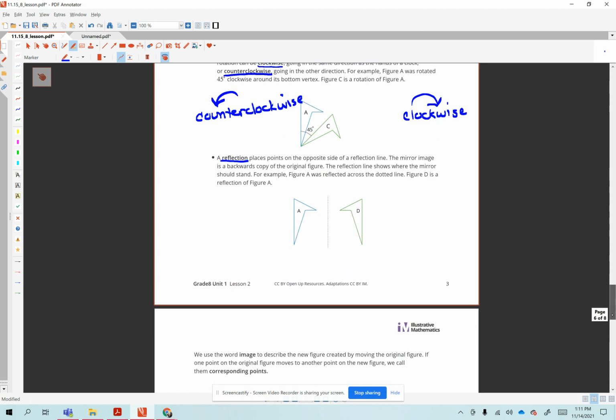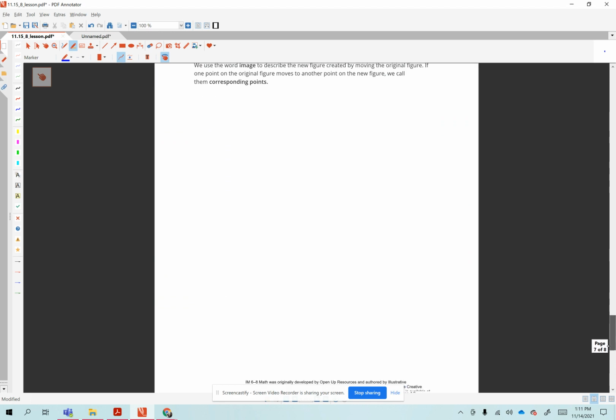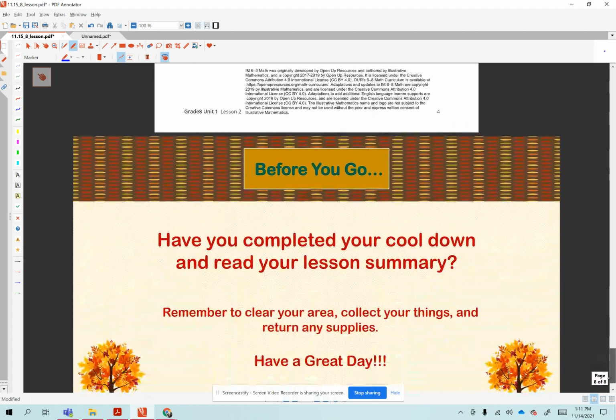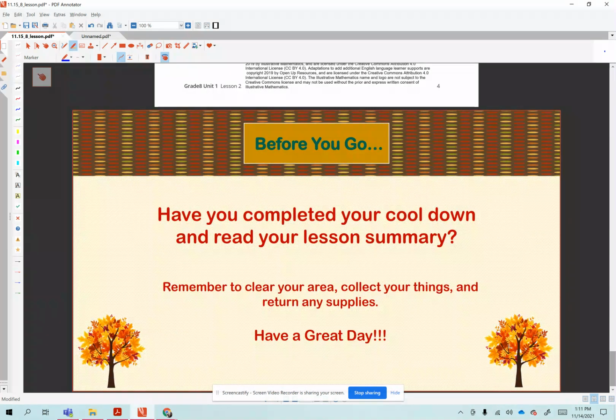And when you're finished with that, make sure you've completed everything you're supposed to do. Make sure you've hole punched your papers and put them in your binder. And make sure you clear your area, collect all your wonderful things, and return any supplies that you used.